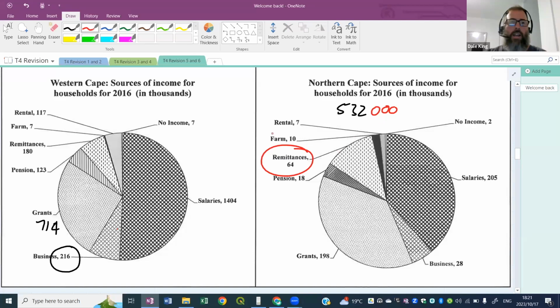All right. Now, please don't be fooled by the zeros again. Don't let the zeros catch you out. If I have to write this in full, it's 64,000. So they want to know what is remittance as a percentage of the whole. This is what pie charts usually give us as a percentage. So we need to do a percentage calculation.